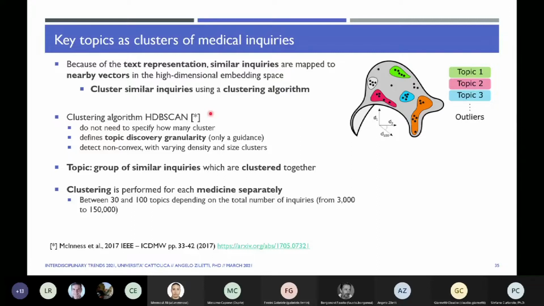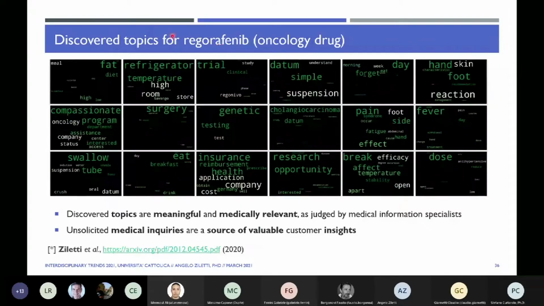And then I'm nearly at the end of my talk. So this is the example for the discovered topics on Stivarga, which is regorafenib, an oncology drug. So looking at all the questions that we got from all the doctors and patients, we were able to automatically find the topics that are really emerging from these inquiries. And you see that they kind of make sense. There's a topic about whether people can take the medicine with fat, or about a meal or a diet, or how they store it, or regarding clinical trials on that, or genetic testing. People can get genetic testing for that. So it really makes sense, and you can just do it automatically. Instead of going through thousands and thousands of questions, you get a list of 100 topics that make sense.